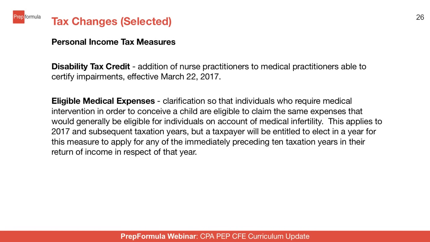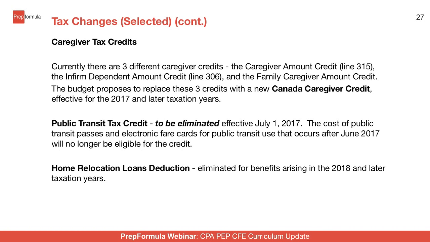Okay, perfect. So let's talk about a few tax measures. Let's talk first about tax measures that you have to know. There's a few new disability tax credits. Addition of nurse practitioners to medical practitioners to now certify impairments. There's new eligible medical expenses. So certain individuals who require medical intervention in order to conceive a child are able to claim the same expenses. So these are basically people who would use in vitro fertilization or something along those lines.